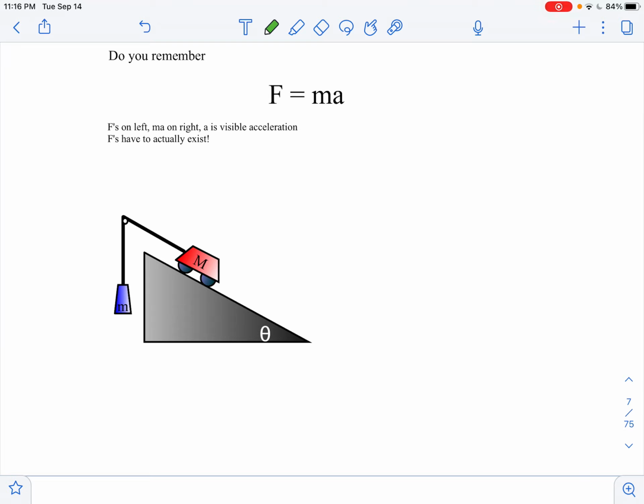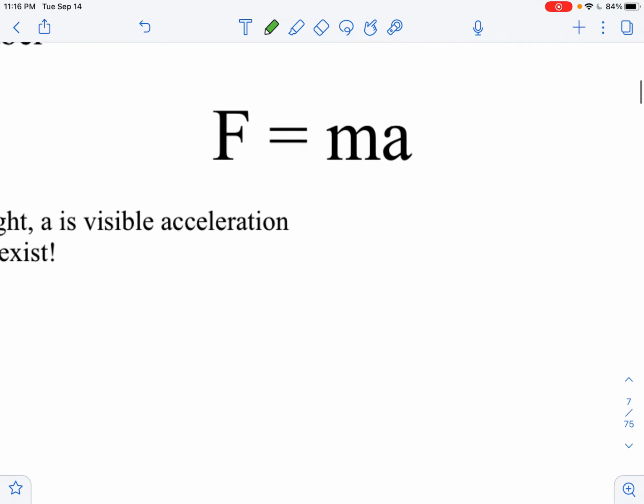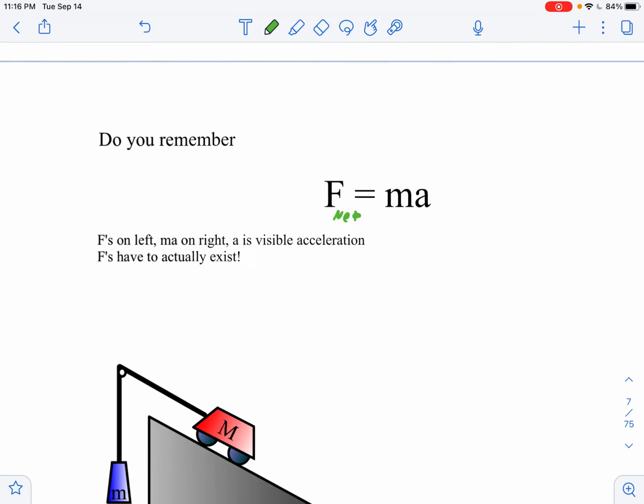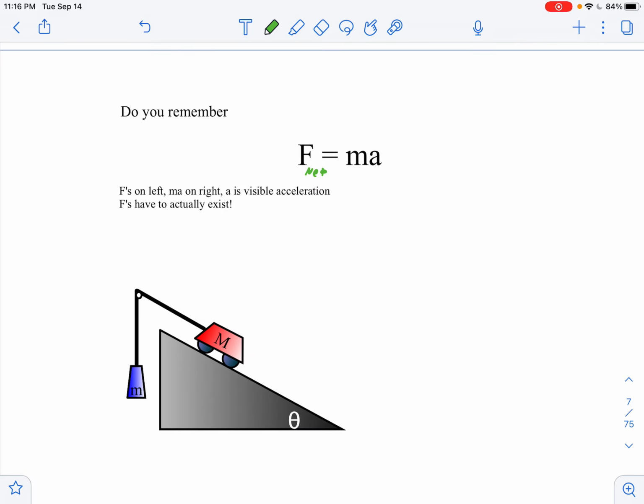All right, so here's a setup that we saw last year. We can use it to apply F equals ma. Again, when we write this equation, we're talking about the net force, the sum of all the forces. So here's a review of the way that we do these problems. Remember, everything's a box, a free body diagram. We use that to determine all the forces that are acting on a particular object or a particular mass.